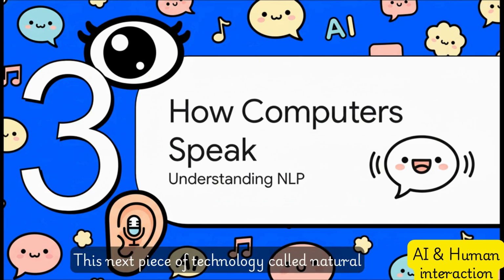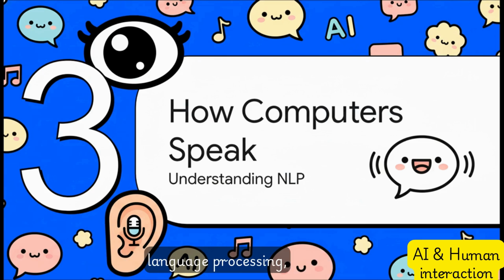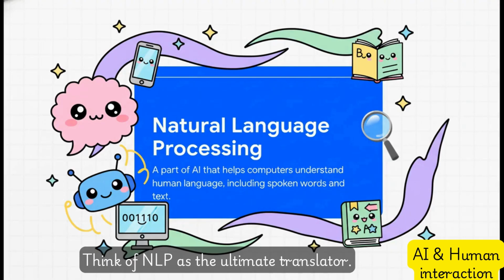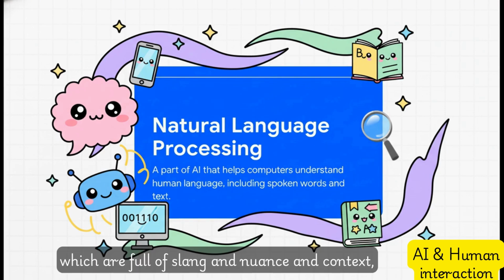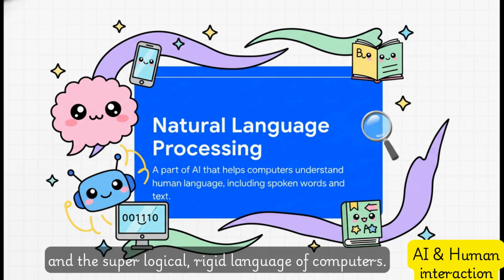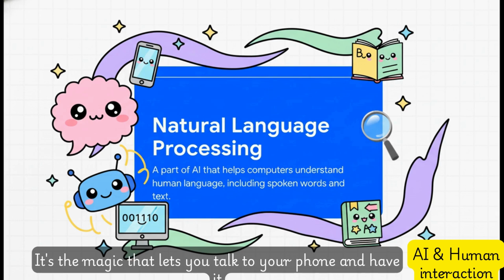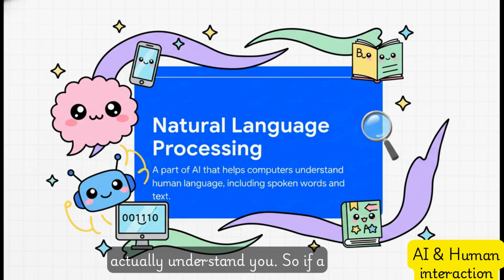This next piece of technology, called natural language processing, or just NLP for short, is all about communication. Think of NLP as the ultimate translator. It's the tech that bridges the huge gap between our human languages, which are full of slang and nuance and context, and the super logical, rigid language of computers. It's the magic that lets you talk to your phone and have it actually understand you.